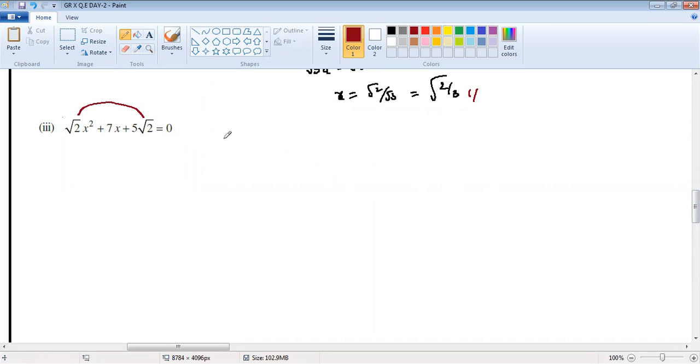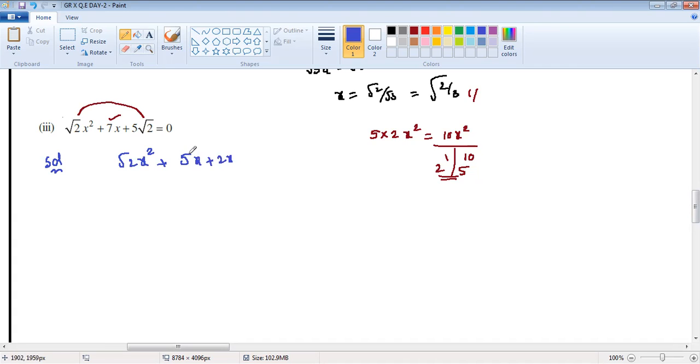Root 2 x square into 5 root 2. So root 2 into 5 root 2 is 5 into 2 x square, which is 10x square. So the factors of 10 will be 1 into 10 and 2 into 5. The sum of 2 and 5 will be 7. So applying this concept, root 2 x square plus this 7x can be written as 5x plus 2x or 2x plus 5x. That's up to you. Okay, 2x plus 5x, then 5 root 2, which is equal to 0.